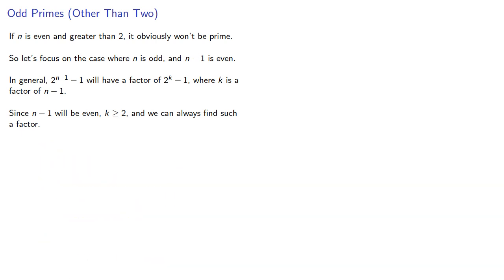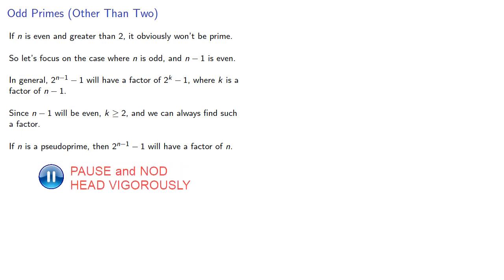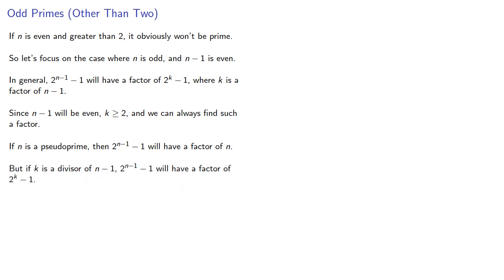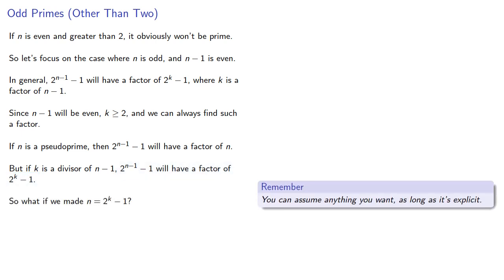Now if n is a pseudoprime, then 2 to the n minus 1 will have a factor of n. But if k is a divisor of n minus 1, 2 to the n minus 1 will have a factor of 2 to the k minus 1. So we want a factor of n. We know we have a factor of 2 to the k minus 1, so what if we made n equal to 2 to the k minus 1? Remember, you can assume anything you want as long as it's explicit, and concrete never hurts.